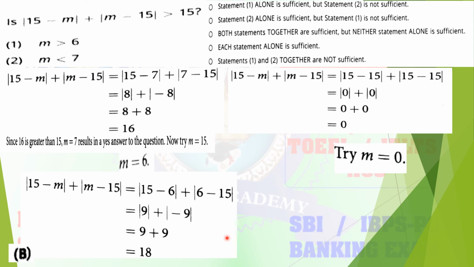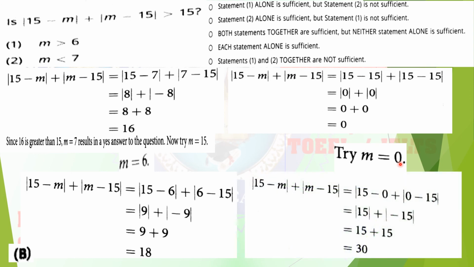Okay, so next m equal to 0. Why? Because m is less than 7. So try m equal to 0, then you are getting 30. Is 18 greater than 15? Yes. 30, is it greater than 15? Yes. Here both conditions are satisfied. Yes, yes, you are not getting two different answers. So option B is correct, statement 2 alone is sufficient to answer the question.